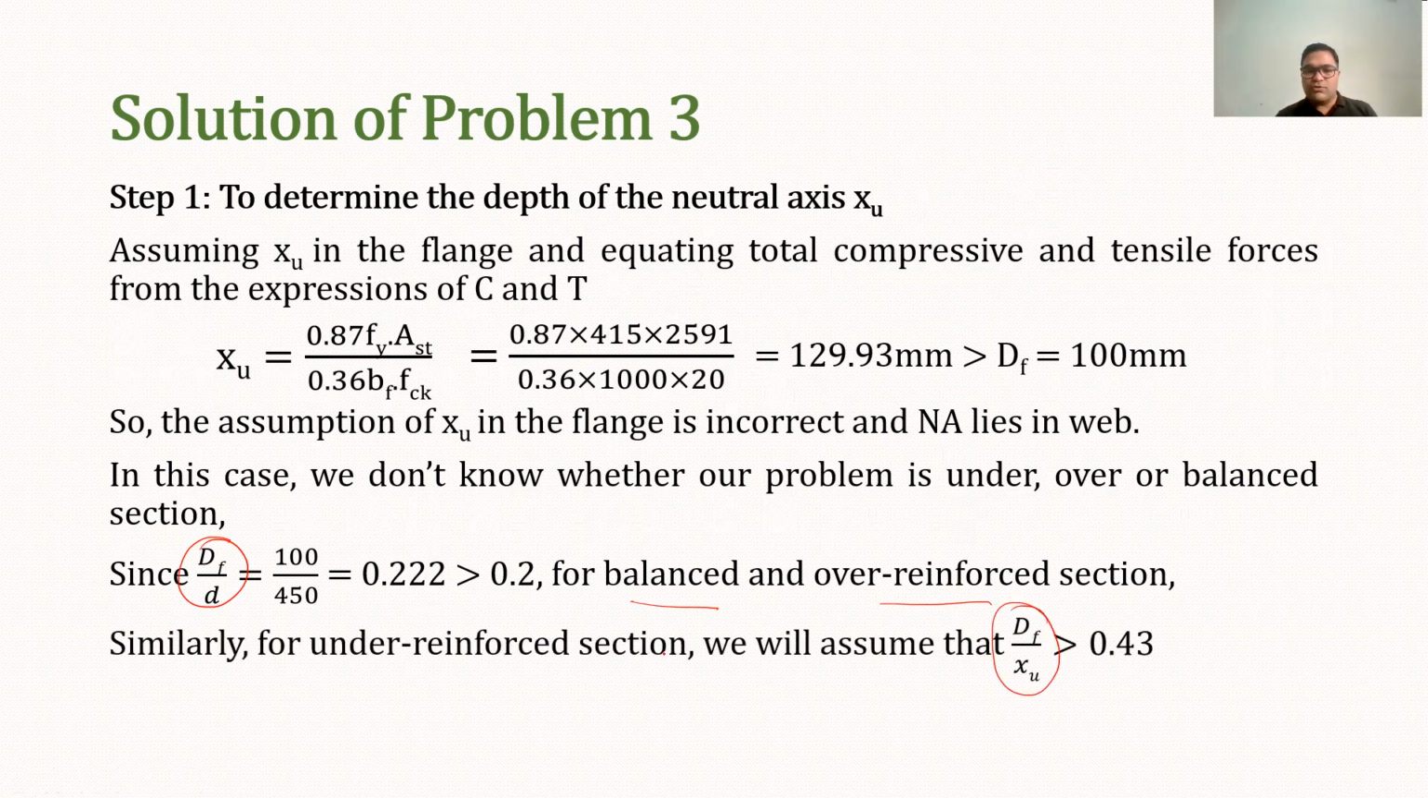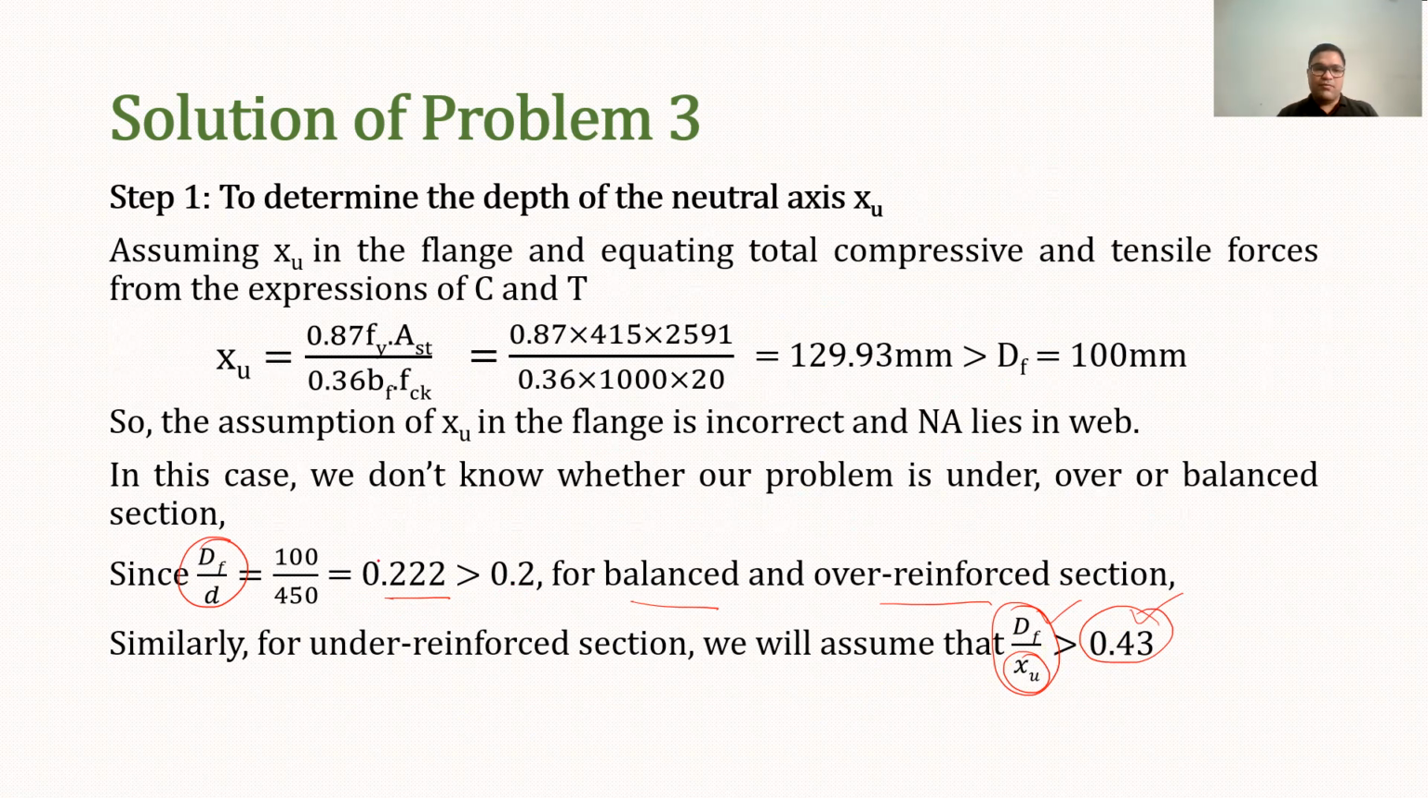Right now for the underreinforced section, we don't know the value of XU, but we are just assuming that if the DF by D ratio is greater than 0.2, then there are chances that the DF by XU ratio can also be greater than 0.43. This is what we are assuming for the time being. We will verify whether it is correct or not. By assuming this, we can say that our case may be 2B, 3B or 4B, because the ratio is on the higher side than the limiting value. So by assuming this, now we will find the correct value of XU.